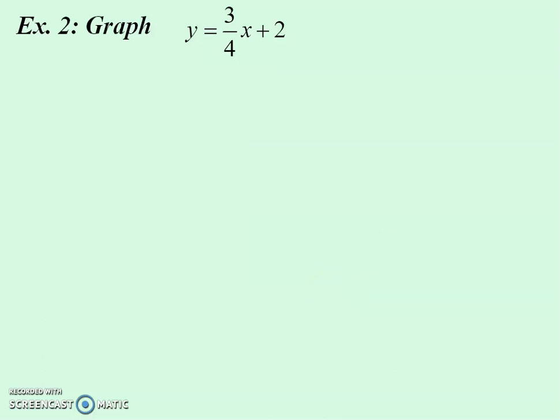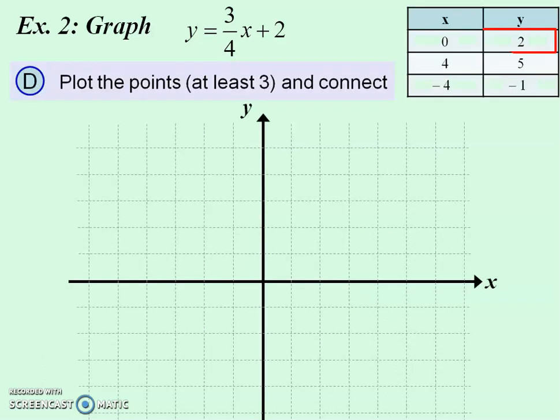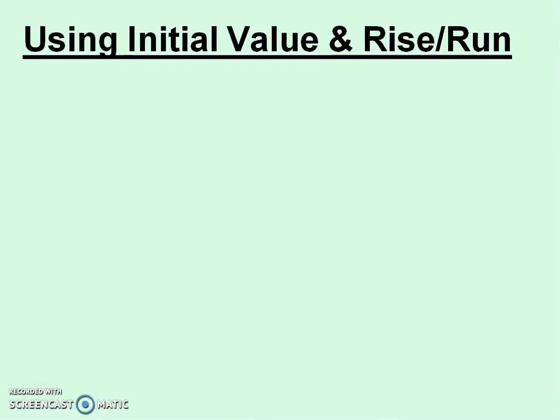That's my third point. And I do the same thing. I plot these 3 points, 0, 2, 4 and 5, and -4 and -1. That's over there. And I connect them, and that's my line. Beauty.